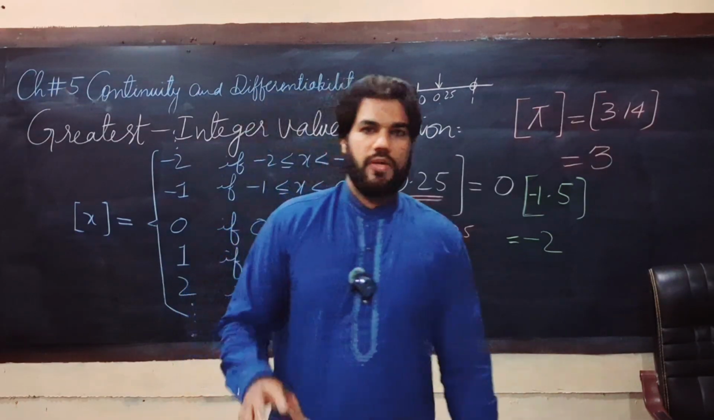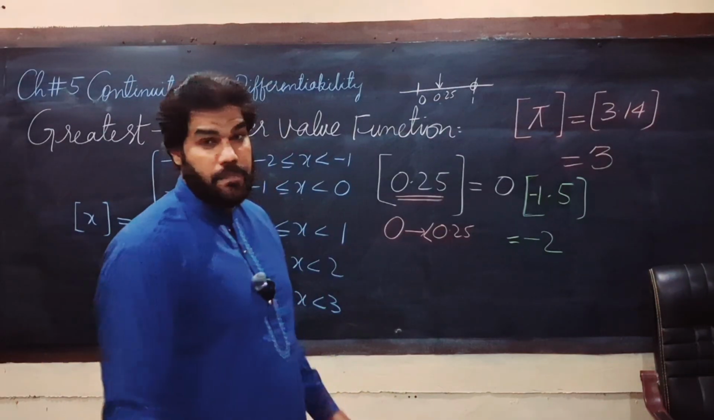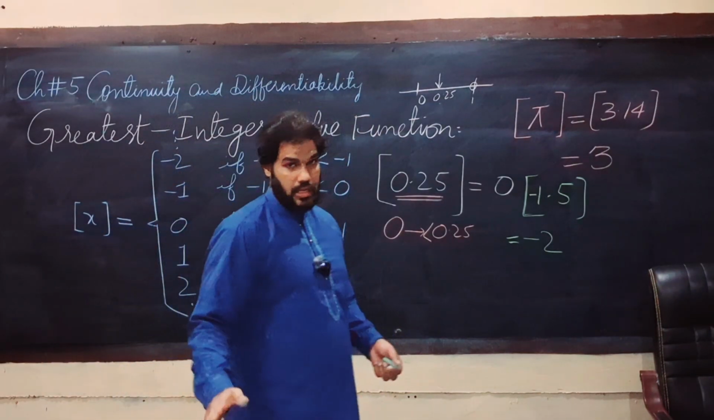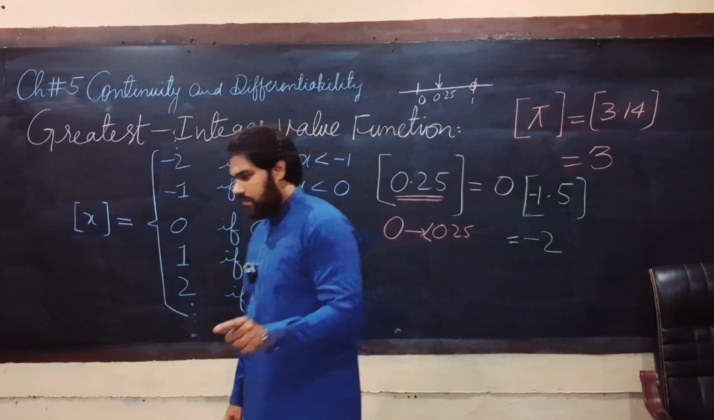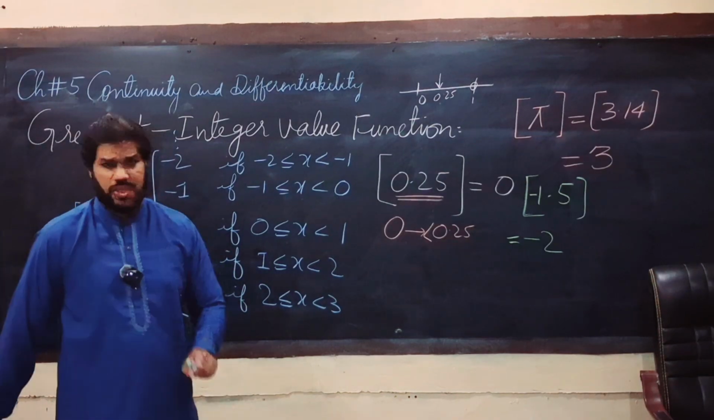In this way, you can find the bracket value of any number. Next we make its graph, and from its graph we will observe that this function is discontinuous and it has infinitely many discontinuities.